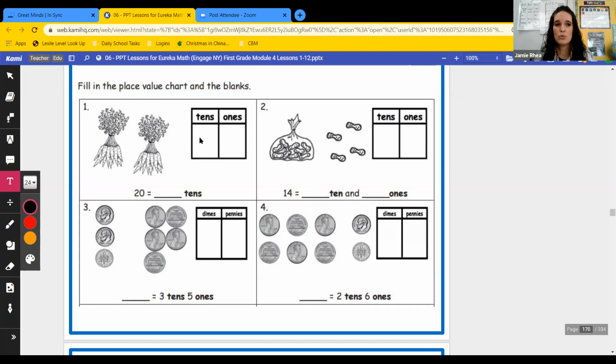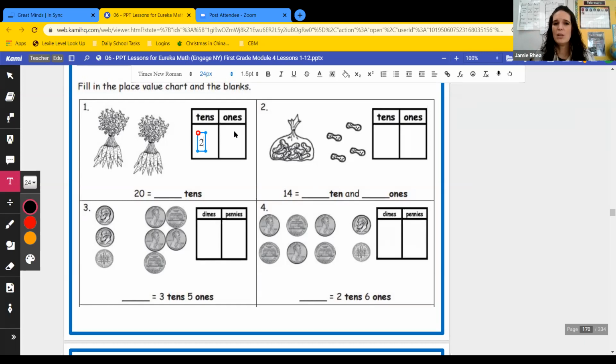1, 2. I have 2 tens. Do I have any ones? Do I have any carrots left over? Nope. So I have 0 ones. So 20 is the same as or equal to how many tens? 2 tens. Okay. Now let's look at number 2 because it's a little bit different. We have a group of 10, some ones, fill in your place value chart. Then look down here. 14 is equal to how many tens and how many ones. Okay. This one, it says, is equal to 2 tens and 6 ones.